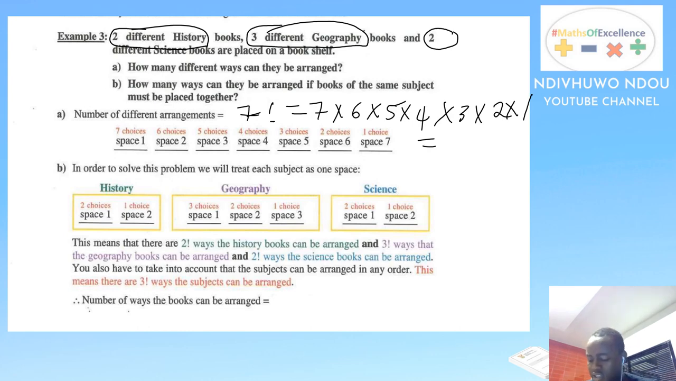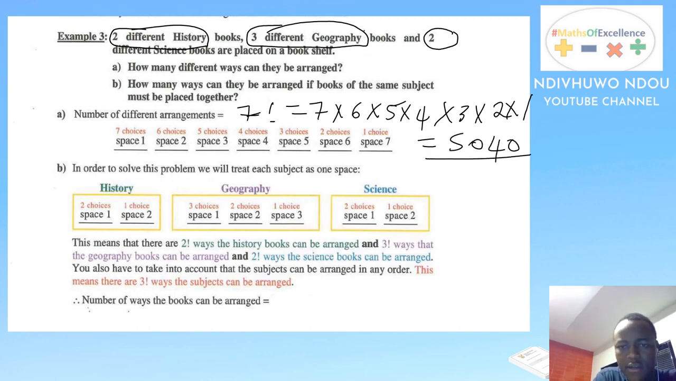So that's it. We're just going to use a calculator and we'll just say 7 factorial, and let's see how much it will be. It's going to be 5040. So there are 5040 ways in which those different books for different subjects can be arranged.